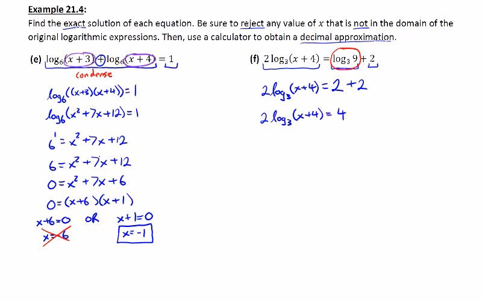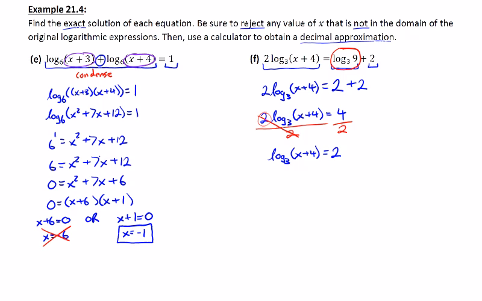And just like on one of the previous parts, you do now have the option, if you wanted to, you could take this coefficient of 2 and bring it up as a power, or we can divide both sides by 2, getting the 2's to cancel on the left-hand side and making the constant on the right a little bit smaller. So this would become log base 3 of x plus 4 is equal to 2.